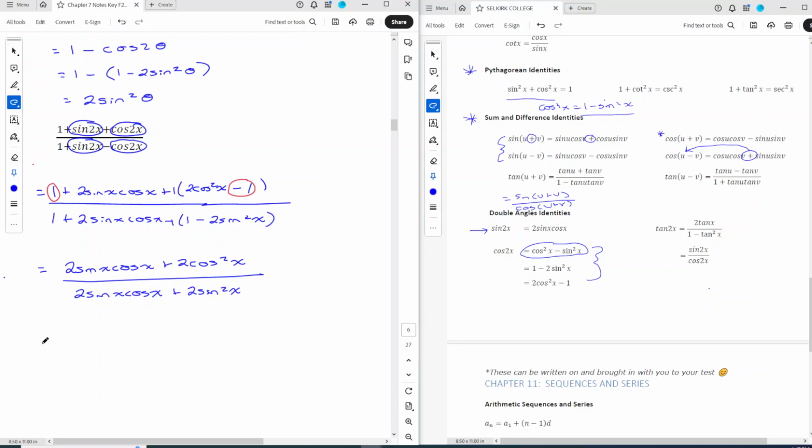Now I'm at a point where I can't simplify anything. Even though these are identical, I have to add before I can divide. So I'm going to look for a greatest common factor. Out of the top, I can take a 2 cos x, and I'm left with sine x plus cos x. And in the bottom, what can I take? I can take a 2 sine x, and I'd be left with cos x plus sine x. Magic. Let's make this bigger.